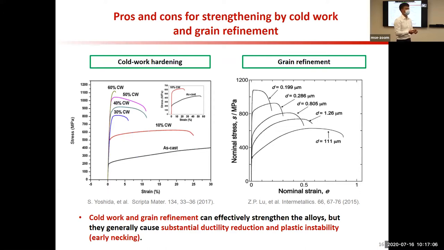From these curves, we can see that these two kinds of methods can effectively strengthen the alloys. But the big problem is that they cause a substantial ductility reduction and also the plastic instability, namely the early onset of the necking. From this figure, we can see that we will neck quickly, even at very limited tensile ductilities.